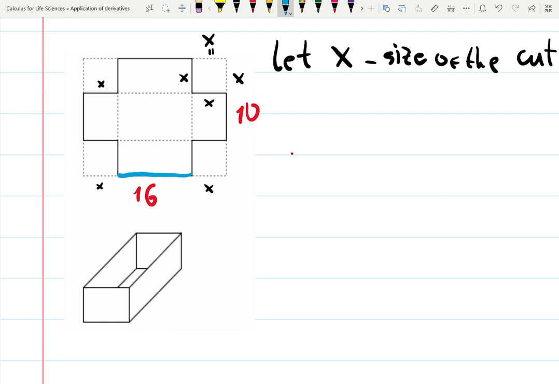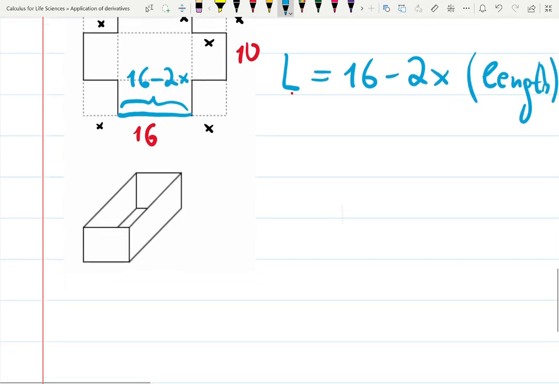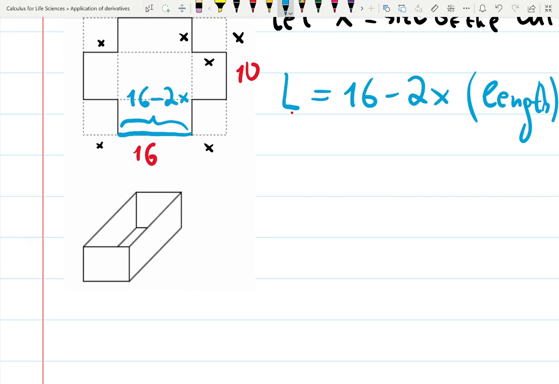So if the whole thing is 16, what is the side of only the blue part? 16 minus 2x. Do you see that? 16 minus x cut on the left and minus x cut on the right. Let's call this side length. Length is 16 minus 2x. Again, if we messed up and length will be shorter than width, math will show us later. So let's call this length over here.